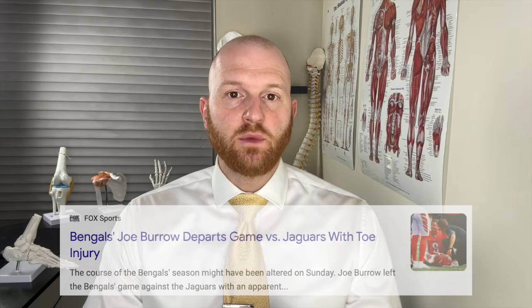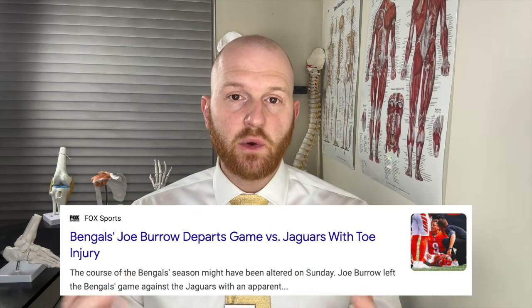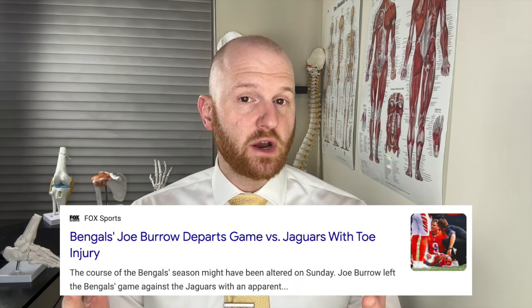Joe Burrow of the Cincinnati Bengals left today's matchup against the Jacksonville Jaguars, and there was a lot of speculation initially as to what exactly was going on with his injury. Not too long after that, he was officially ruled out with a toe injury, and we were awaiting the severity on that. As soon as Burrow was ruled out with a toe injury, the general consensus was that he was dealing with some form of turf toe.